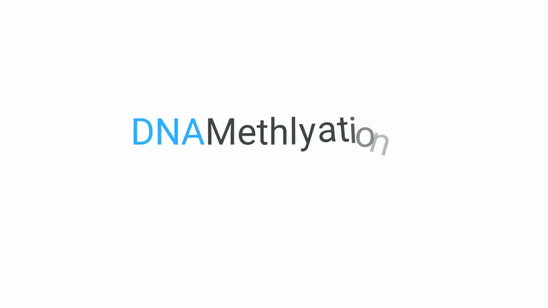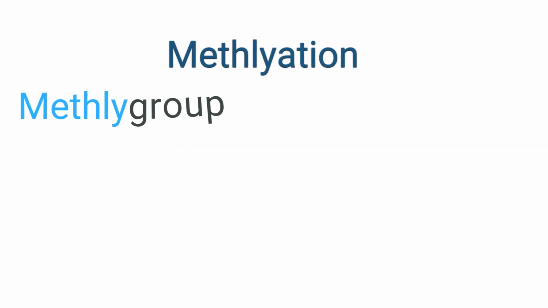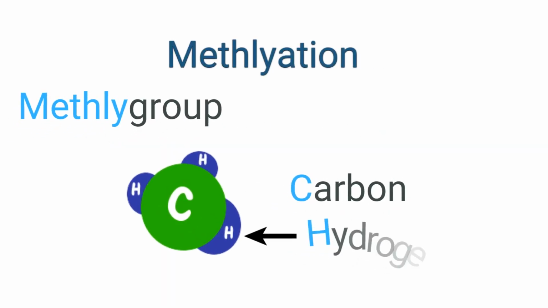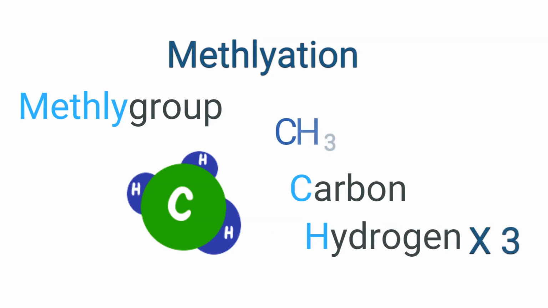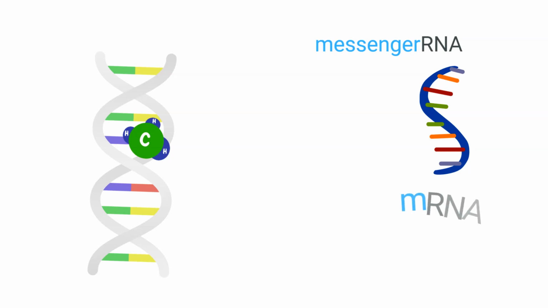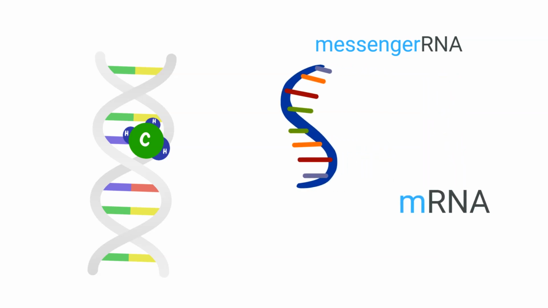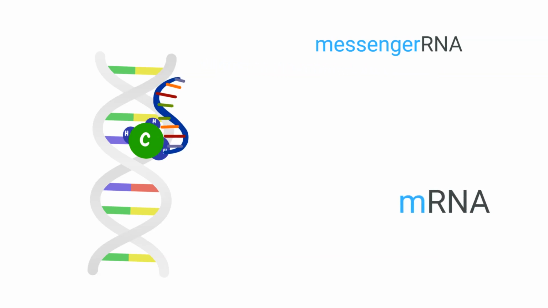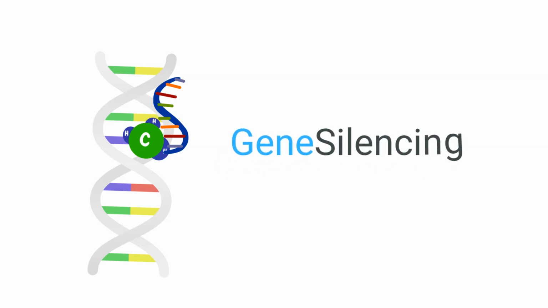So, if we're going to talk about epigenetics, we need to talk about DNA methylation. Methylation is when a methyl group, a chemical made of one carbon and 3 hydrogen atoms, CH3, attach itself to genes to prevent them from expressing. When attached to a gene, if a messenger RNA or mRNA tries to copy the gene to express it, it can't because the methyl group blocks it. This is known as gene silencing.